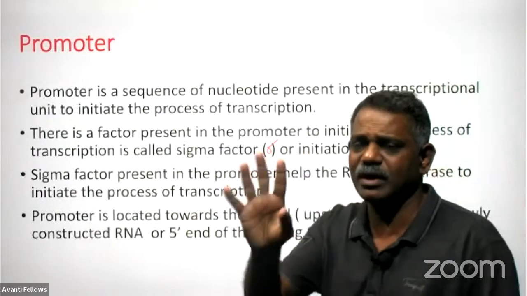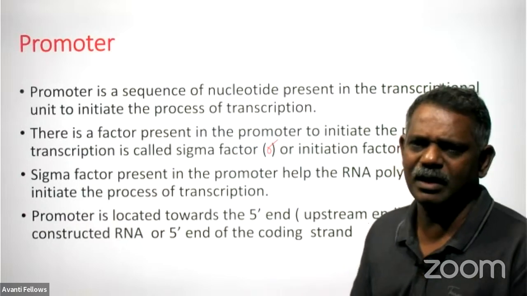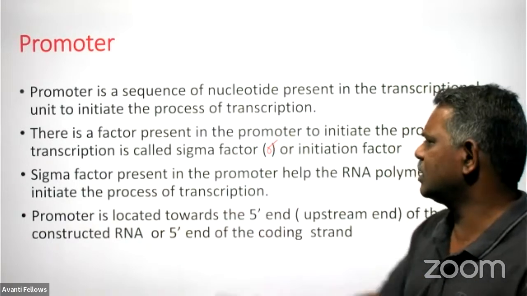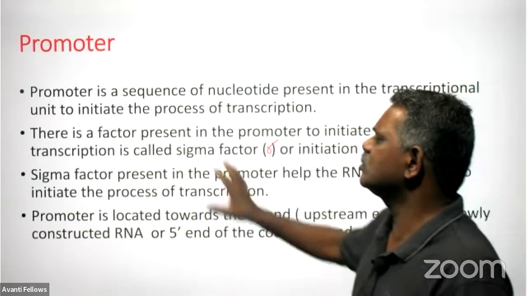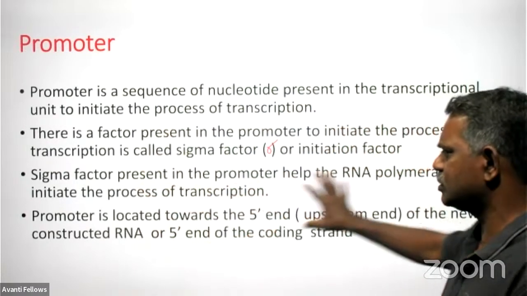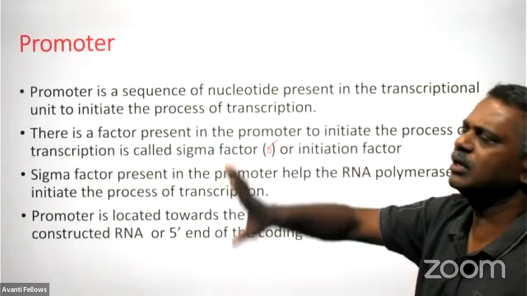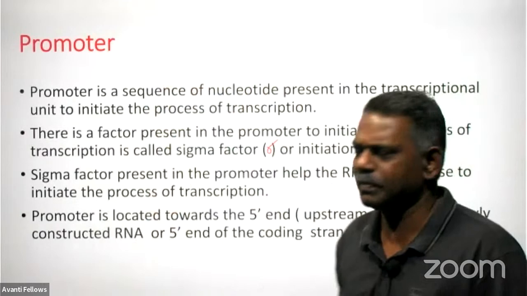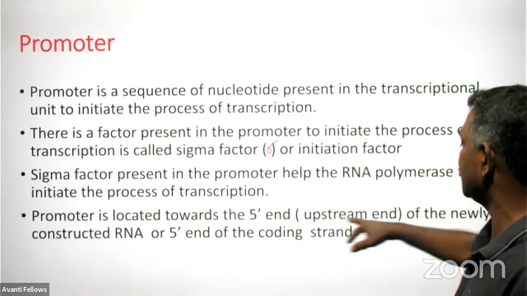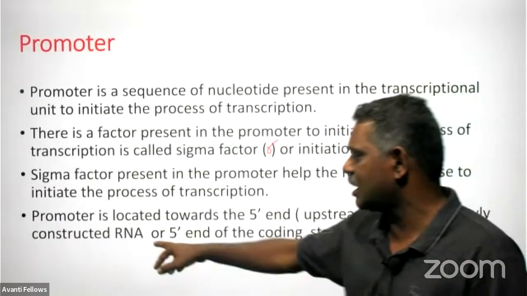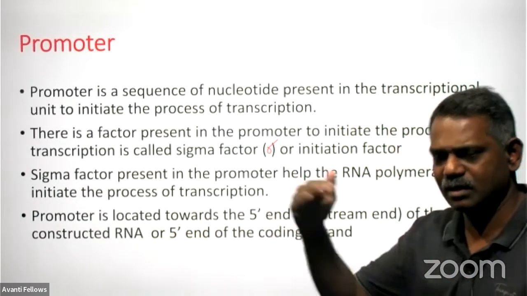I told you there are 3 types of RNA polymerase to synthesize rRNA, tRNA, and mRNA, right? Polymerase 1, 2, and polymerase 3, and all these DNA-dependent RNA polymerases attach to the sigma factor only to start the process of what? Transcription, and it is located in the promoter region, and the promoter region is located in the upstream. Then the promoter is located towards the 5' end, that is the upstream end of the newly constructed RNA, or it is there in the 5' end of the coding strand, not the template strand, that is in the coding strand.